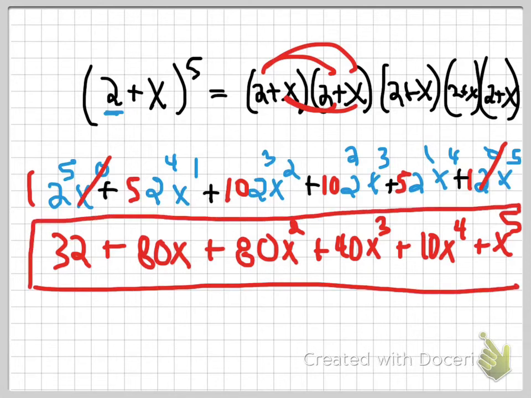It's long, I know, it's big and messy, but it's still faster than foiling all 5 of these terms out. So pick and choose your method, but I really like Pascal's triangle. It's kind of neat. It's got this cool little pattern. You could change the power to anything you want up here and use this strategy, which is really kind of cool.